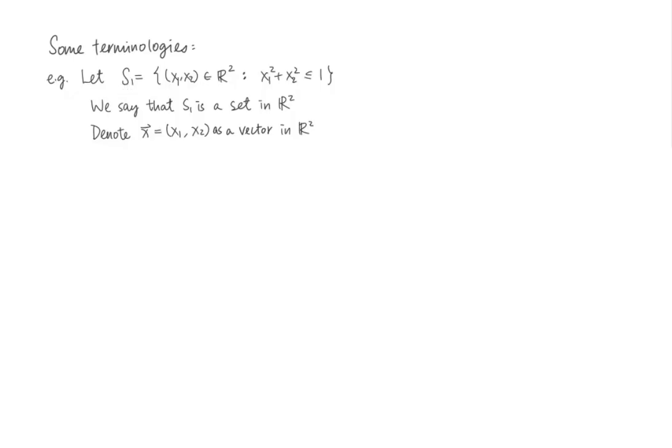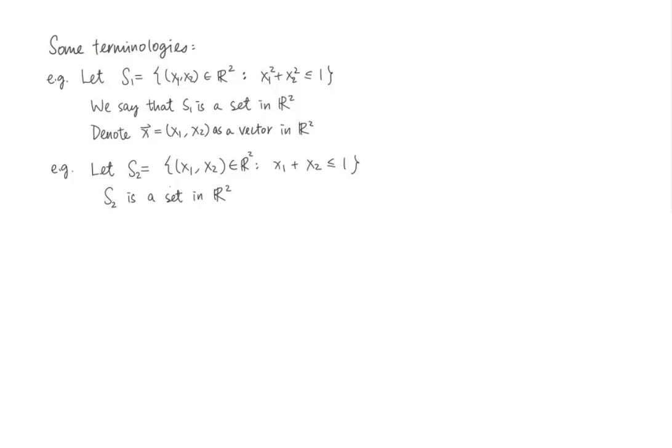Let S1 be the set that contains points x1, x2 in R2 such that x1 squared plus x2 squared is less than or equal to 1. All the points in this set belong to R2. Therefore, we say that this set S1 is a set in R2. This collects all the points in the disk centered at the origin (0, 0) with radius less than or equal to 1. So, it contains points inside the circle and including the boundary. And we use the vector x to represent the points x1, x2 in R2.